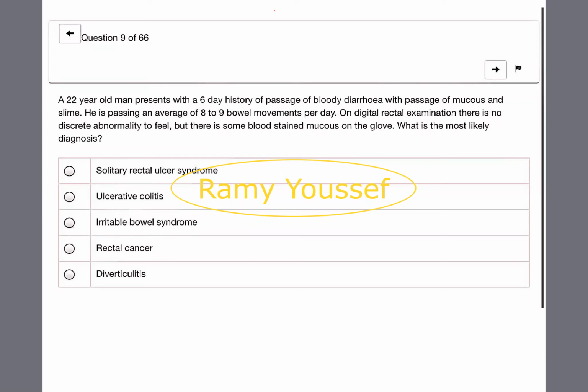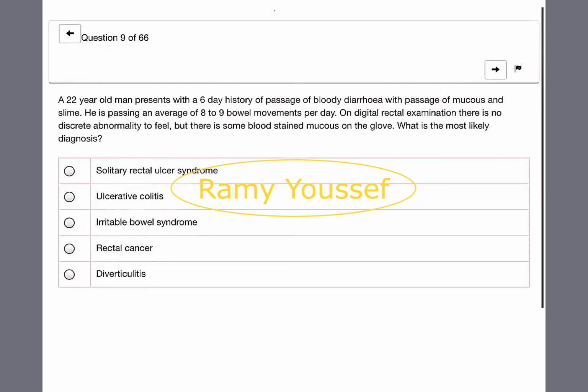So it is young age, 6 days of passage of mucus and slime. So irritable bowel, C. It is either C or ulcerative colitis. Ulcerative colitis. Yes. This is inflammatory bowel disease. Yes, inflammatory bowel disease, C. Okay. It is not solitary rectal ulcer because it is not bleeding only. This is bloody diarrhea with mucus. So this is a typical picture of inflammatory bowel disease.